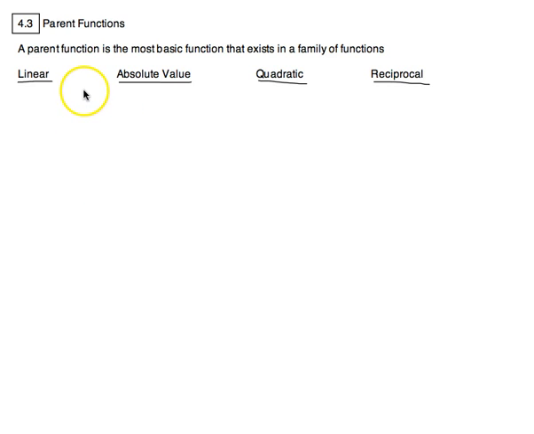So a parent function is the most basic function that exists within a family of functions. There are lots of different families of functions that we're going to learn. For right now, we're just focusing on these four families: linear, absolute value, quadratic, and reciprocal. The most basic means that it's going to be the simplest, which means that its equation is going to have nothing in it except what makes it part of that family.